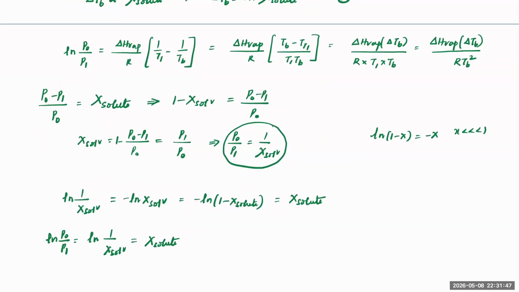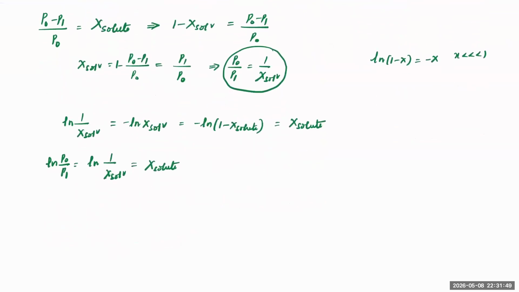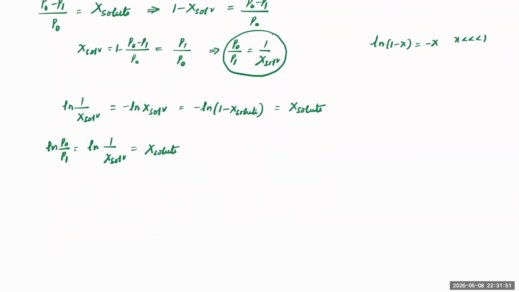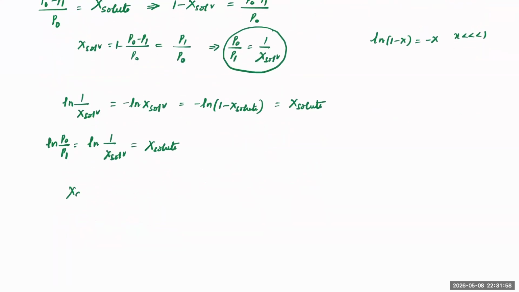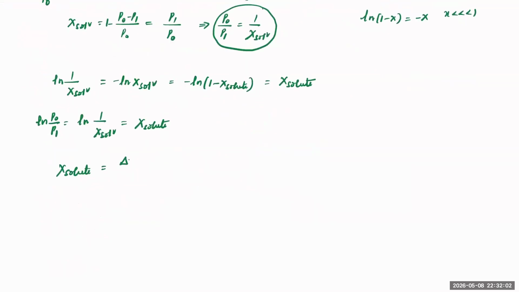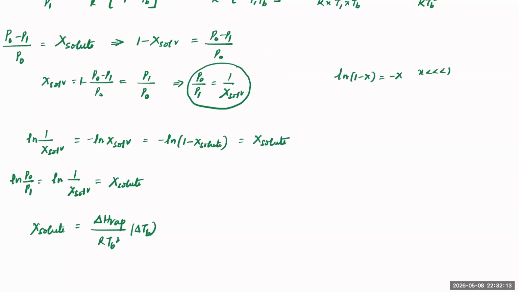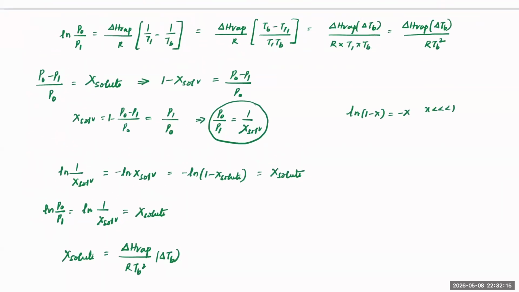All right. So if I substitute this back into the equation, this entire thing we got it here, right? So let me write down that x of solute, the mole fraction of solute, is equal to delta H of vaporization by R T B square into delta T B. This is what we got. Okay. So equating this with this one here.